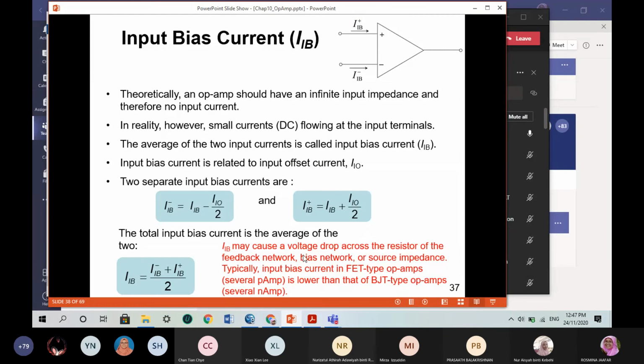IB may cause a voltage drop across the resistor of the feedback network, bias network, or source impedance. Typically, input bias current in FET type op-amps is lower than that of BJT type op-amps. And FET type op-amps have higher input impedance, if you compare from the table in the previous slide.